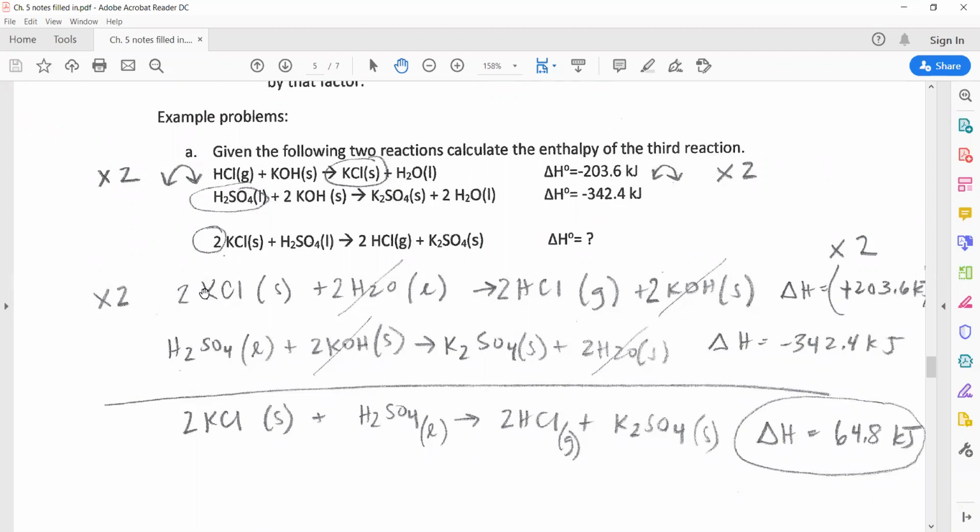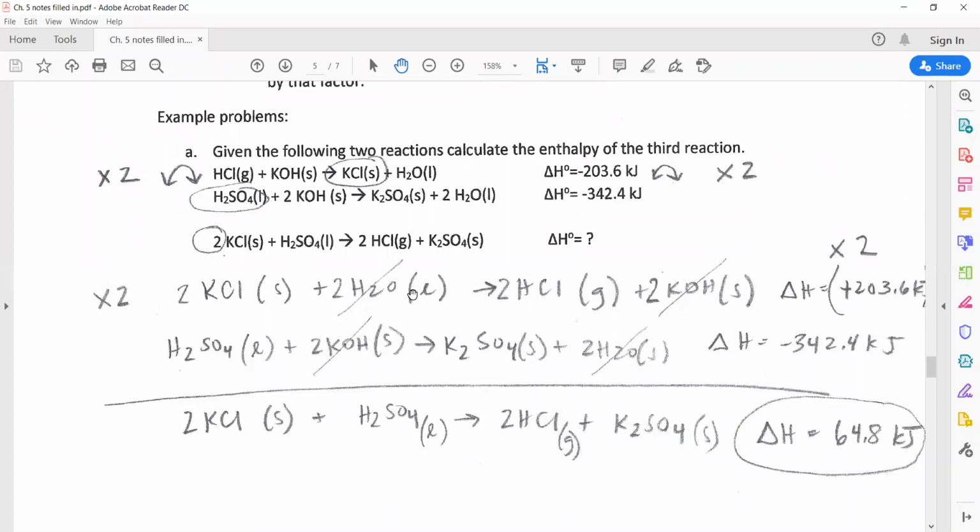So you'll notice I only had one KCl to start with and I need 2. So that means I'm going to need to multiply this entire reaction by 2. So you multiply every coefficient by 2 and you also multiply its delta H by 2. Then I notice the H2SO4, that one looks okay because I only want one H2SO4. So then I start seeing if things will cancel.